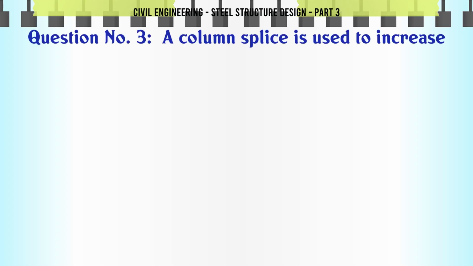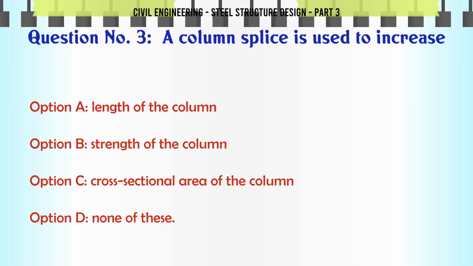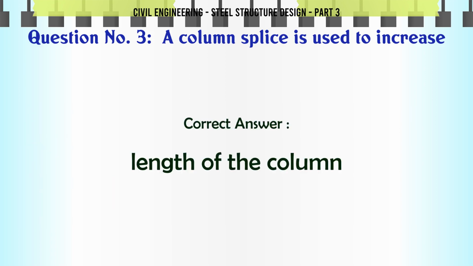A column splice is used to increase: A, length of the column; B, strength of the column; C, cross-sectional area of the column; D, none of these. The correct answer is length of the column.